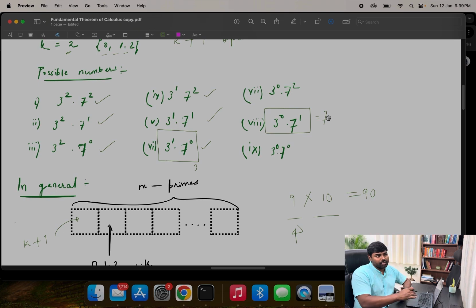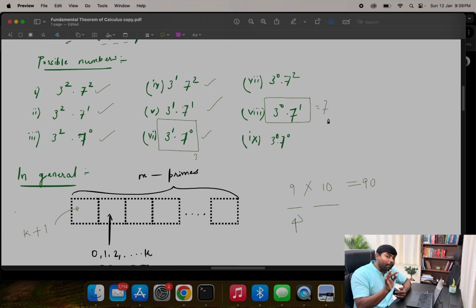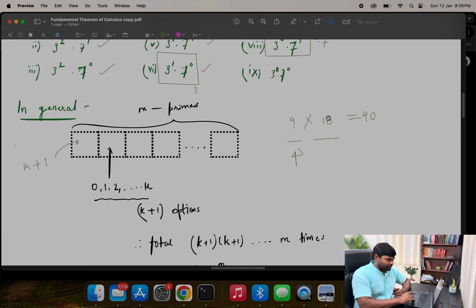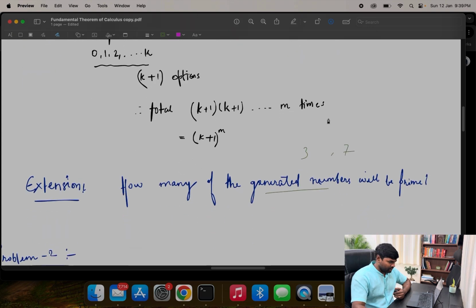So in general, how many numbers are we going to get? We're just going to get m numbers. One for each of the given unique primes. So the answer to this is simply m. All right.